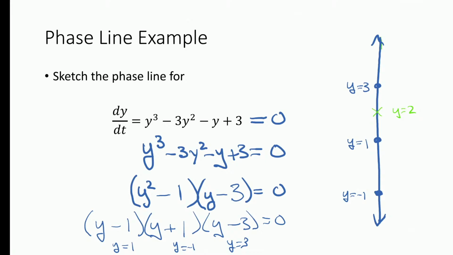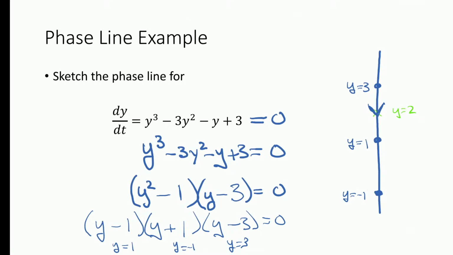2 cubed is 8, minus 3 times 2 squared, which is 12. Now we're down to -4. Minus 2, we're down to -6, plus 3, we're up to -3. That means the slope at 2 is negative, which means that the slope everywhere between 1 and 3 will also be negative. I guess that I need to erase my arrows at the top and bottom just in case that's not the direction they're going.